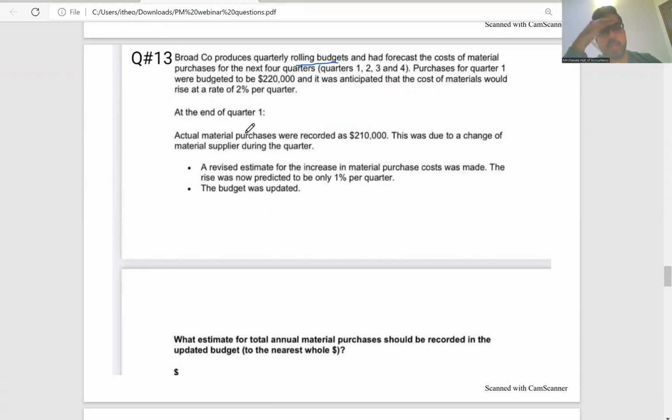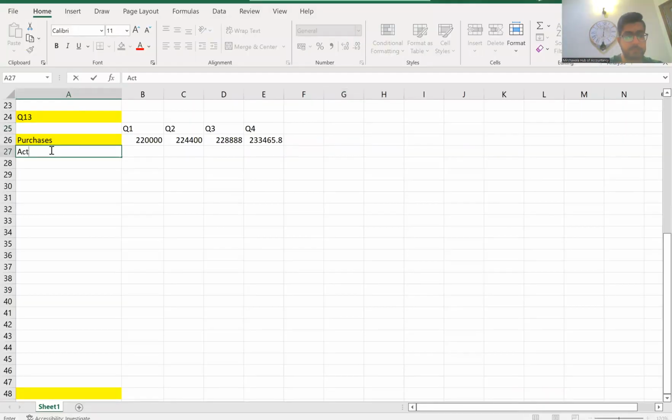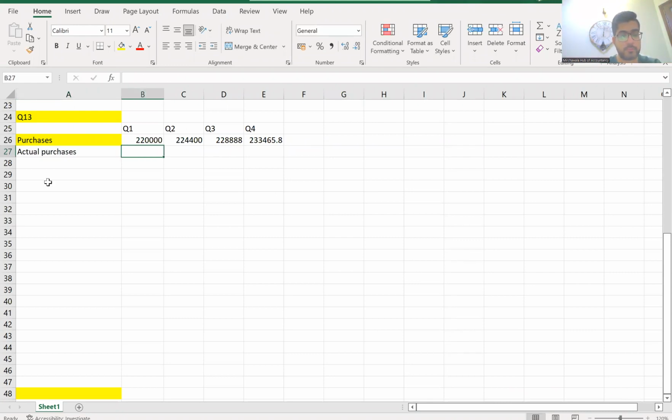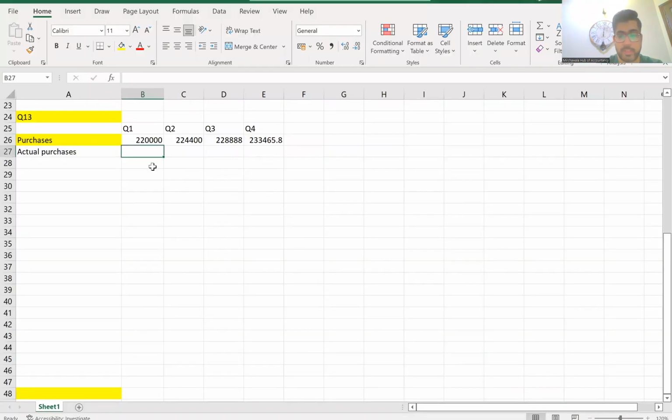At the end of quarter one, actual material purchases were recorded as 210,000. So actually at the end of quarter one, the actual purchases for quarter one was 210,000. You made a budget of 220, but actual purchases was 210,000.